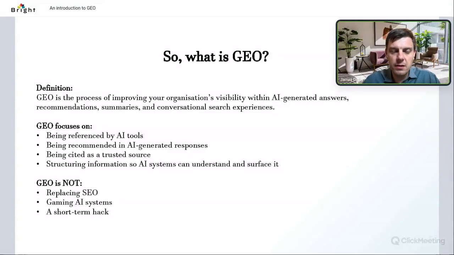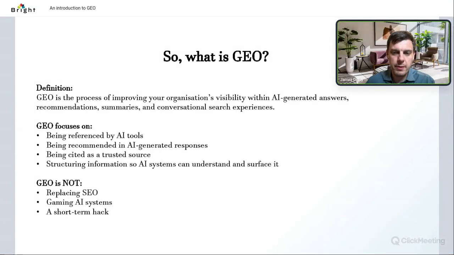And the actual process of making these improvements is around structuring information so those AI systems can understand it, and they can bring that information quickly to the surface to respond within their response to whoever's asking a question. It doesn't replace SEO. It's not about trying to game the system.